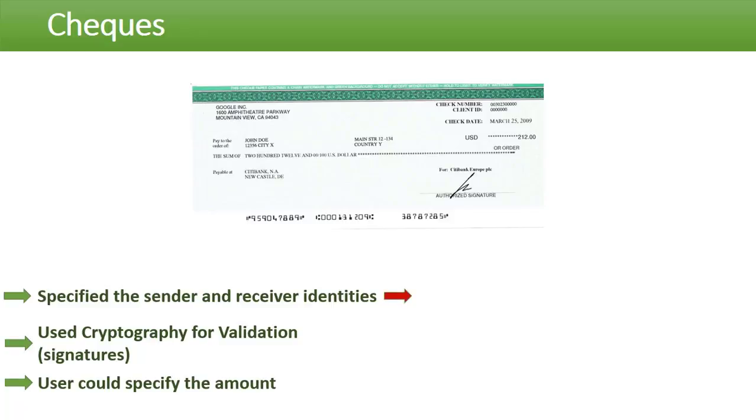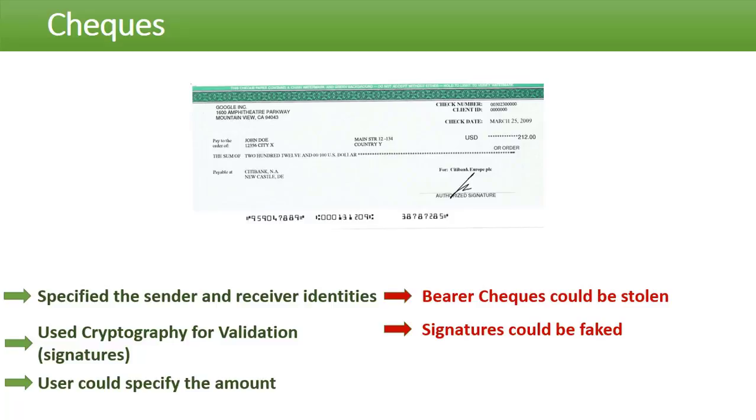The first concept was that of bearer checks. Bearer checks were checks which anyone could redeem. It did not depend on the sender identity. So anyone bearing the check could redeem it for that particular amount. And this completely took away the whole concept of security of checks. But they were just one form. Second, checks used a very basic form of cryptography, the signature. And it was the easiest to override, the easiest to replicate. And finally, signatures started being faked, and people understood that signatures are not a secure enough method to validate transactions.